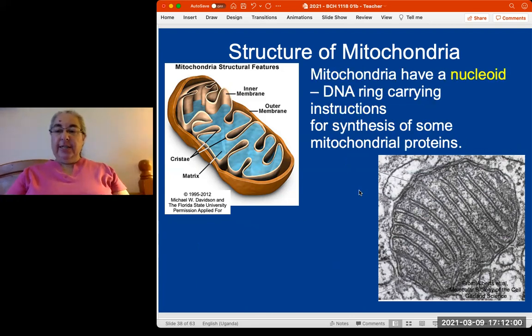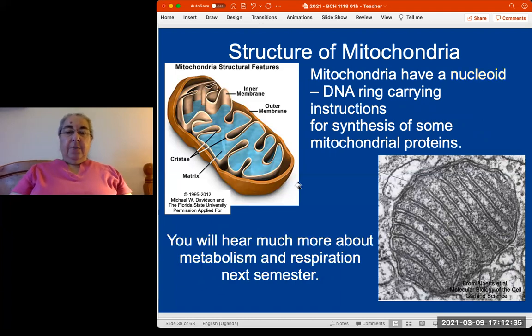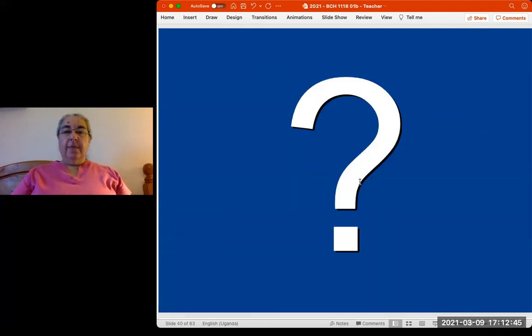Another point that you can't actually see on this diagram is that mitochondria actually have their own DNA, a little ring of DNA, just a relatively small amount of DNA, carrying instructions to make some of the mitochondrial proteins. And this is called a nucleoid. And it's rather more like bacterial DNA. It's not packaged up in the same way that the DNA in the nucleus is. So you'll be learning a lot more about metabolism and respiration next semester in the metabolism course. Okay, and then we'll pause for questions.